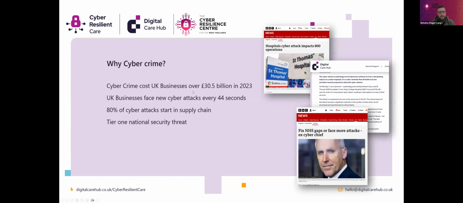Next slide, please. So why cybercrime? Cybercrime is big business. It is estimated that the UK economy lost over £30 billion in 2023, and on average, a business suffers a cyber attack every 44 seconds. Information about people, stolen intellectual property, and other credentials can sell for more than the price of gold or oil. The government are treating cybercrime as a tier 1 threat to the UK, which is the same level as terrorism, due to the impact on economy and national infrastructure.